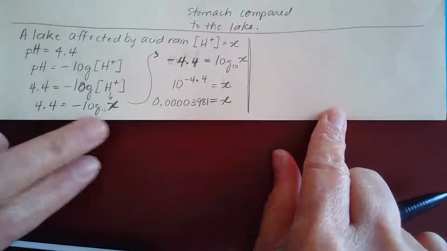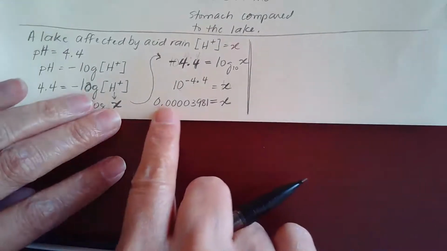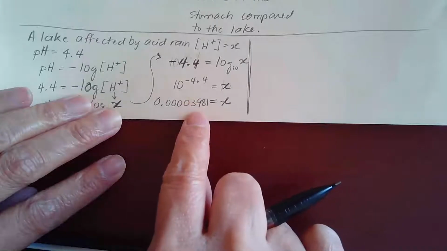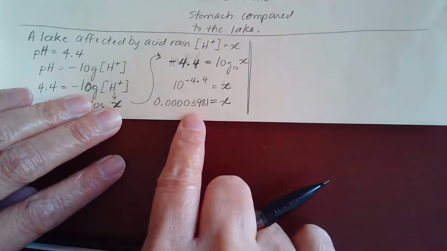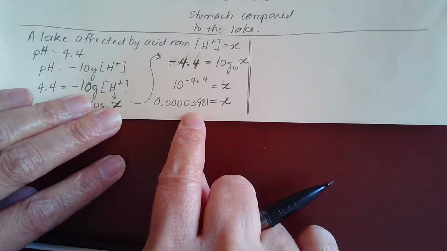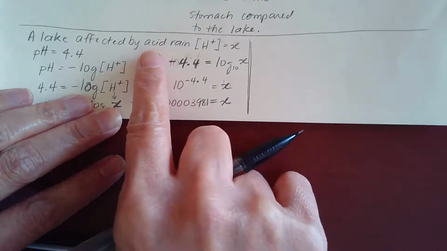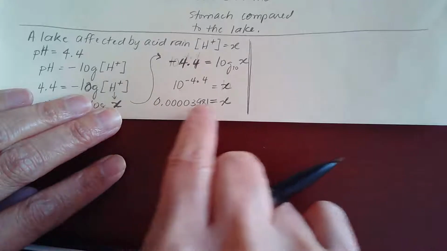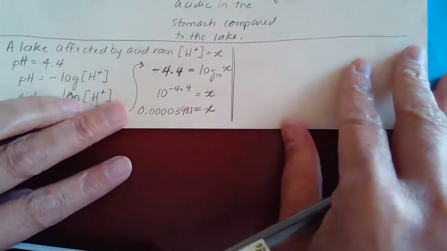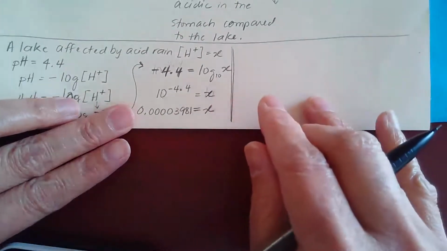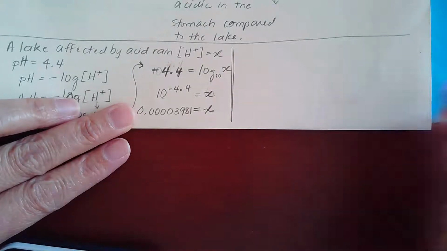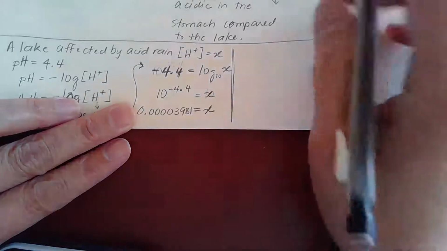Okay, so now what we're gonna do is, this is the number that we get. So this is the hydrogen ion concentration for the lake that's being affected by acid rain. So that's how much the hydrogen concentration is. Now, what about the hydrogen concentration of the heartburn in the stomach? Like when somebody has a heartburn in their stomach.